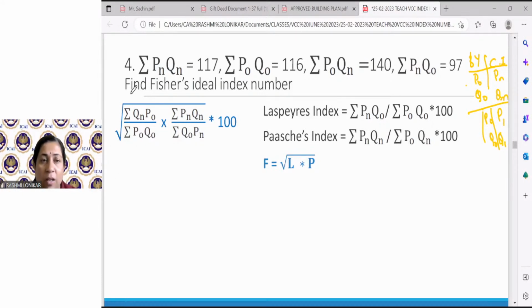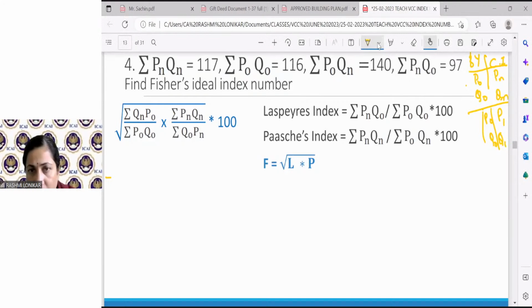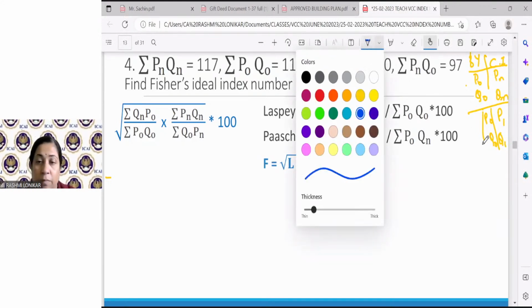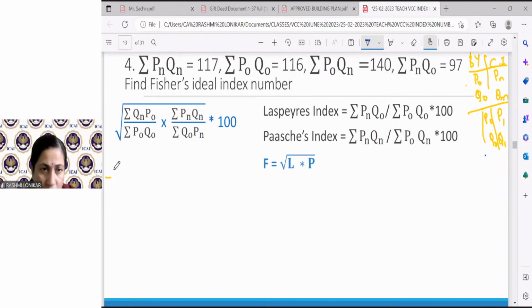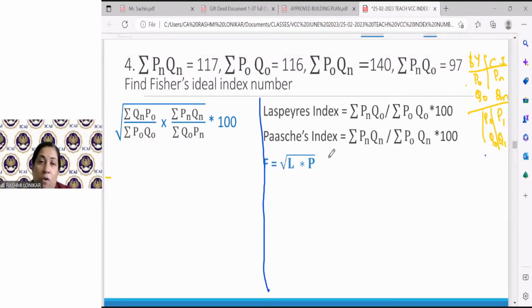This is the general formula for Fisher. In this method, I'm directly putting it into the formula, and in this method, I'll calculate Laspeyres and Paasche separately, and then put it in the formula F is equal to square root of L into P and find out. So ideally these two should come the same.